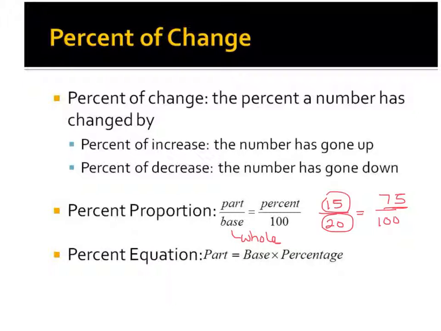Another way to think about it is to use the percent equation. We still have part and base, or whole, but now we have percentage. So the way that these differ is percent is the actual percent, like that is 75%. Percentage, we would put in 0.75, so percentage needs to be in decimal form. And we always say anyway, when you put a percent into a problem, you change it into decimal form.